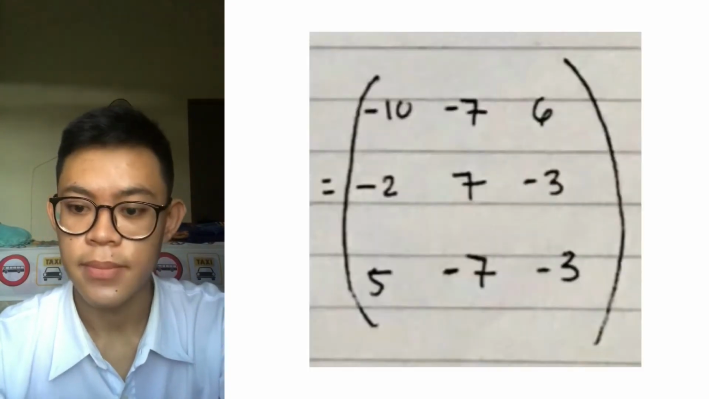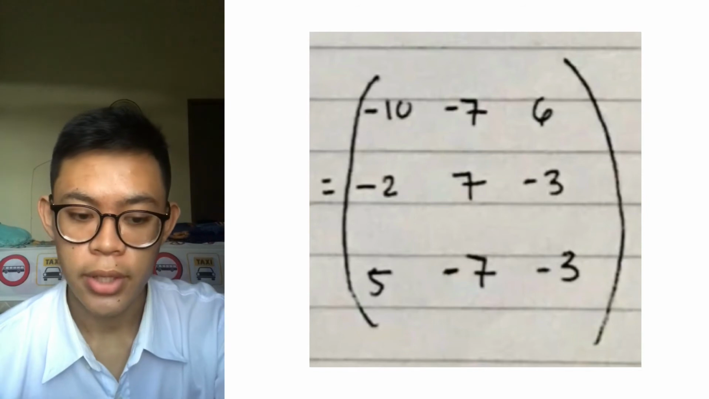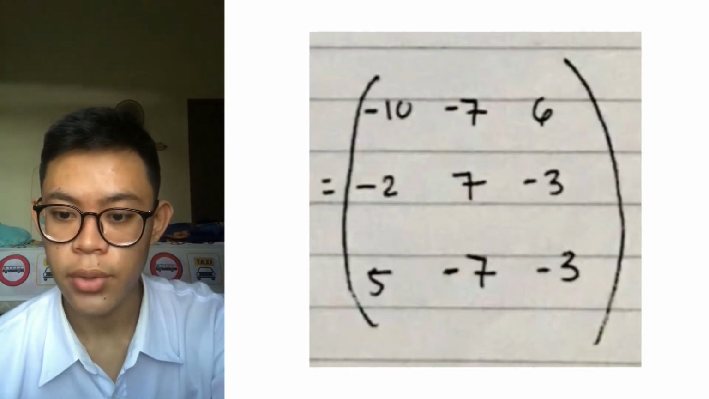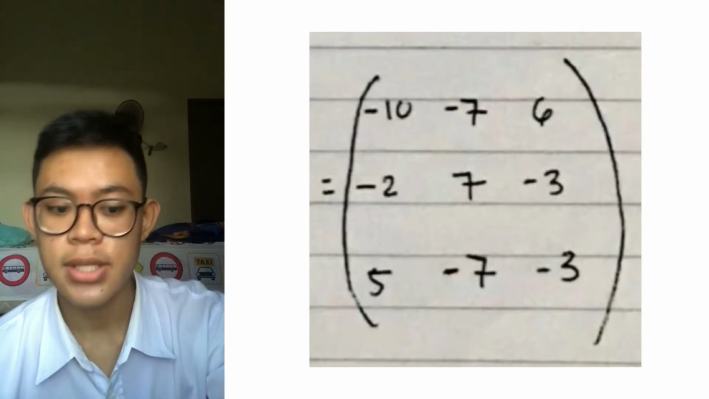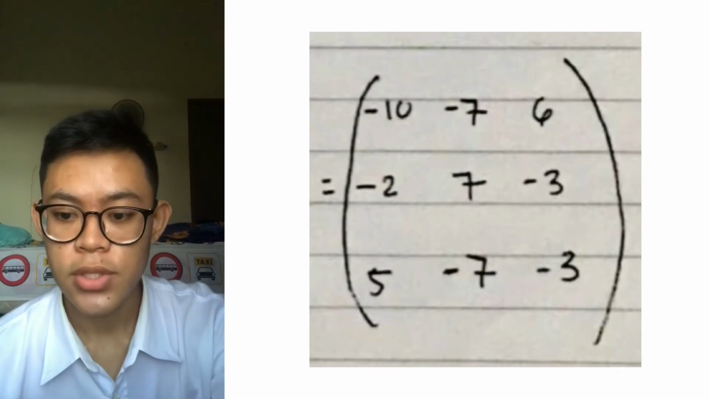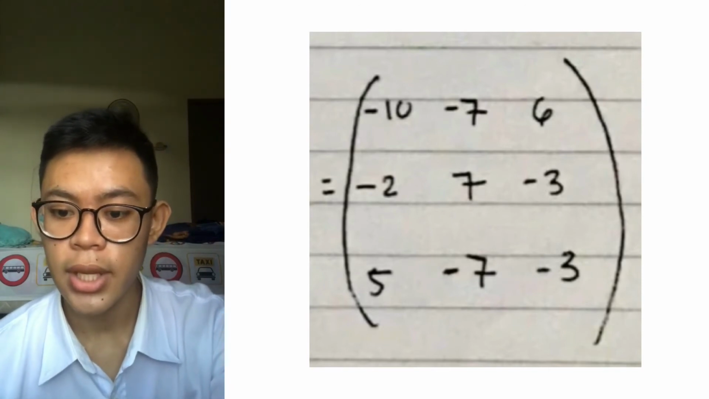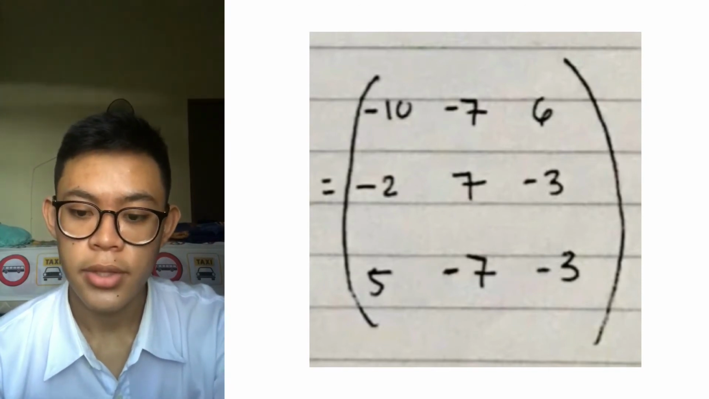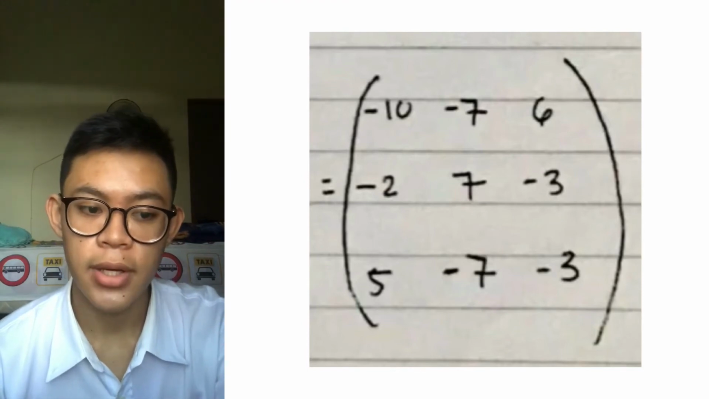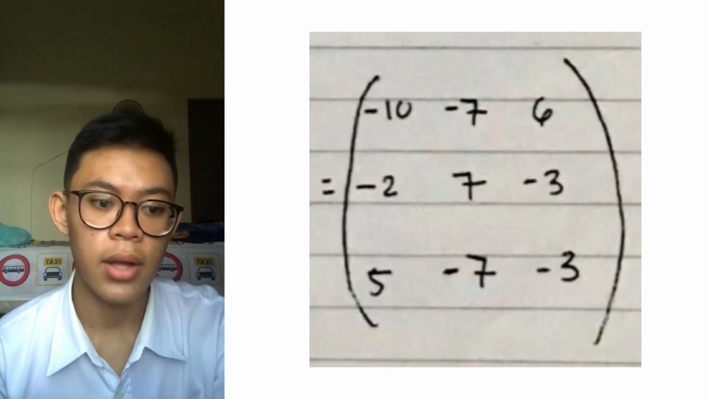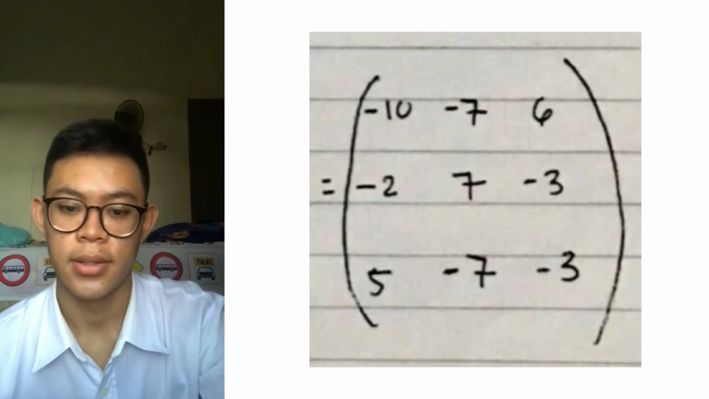And after we did all the calculation, we get the result like this. I'm going to read it from the first row. First row is negative 10, negative 7, 6, and then the second row is negative 2, 7, negative 3, and then the third row is 5, negative 7, negative 3. That is what we call cofactor A.